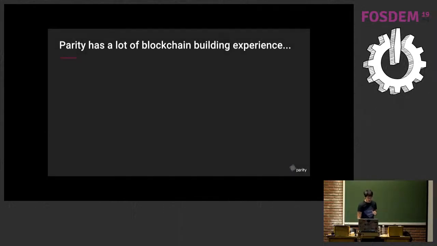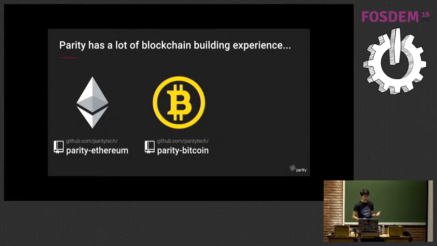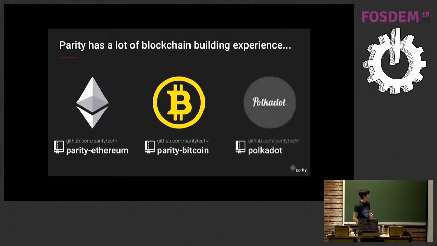On the other hand, Parity has a lot of blockchain building experience. We've built Parity Ethereum, which is probably what we're most known for. It comprises about 30% of the main Ethereum network and is used by enterprises like Microsoft and Google. We also have Parity Bitcoin, which is a robust modular client for miners, and it works on Bitcoin and Bitcoin Cash network. And then we're also working on a client implementation of the Polkadot.